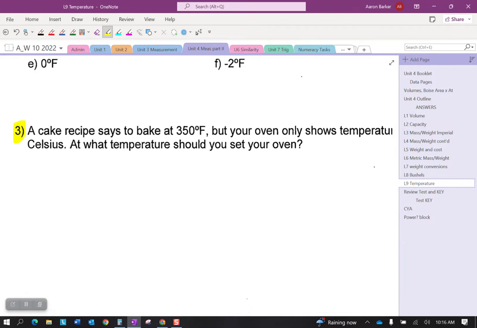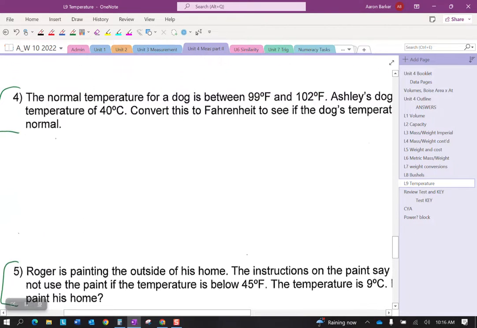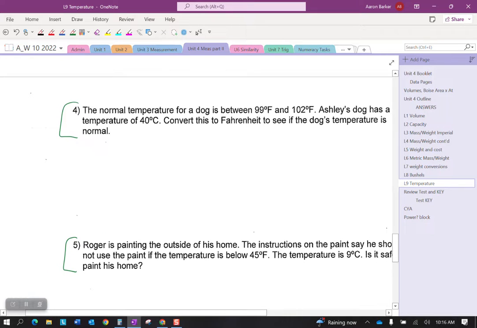Number 3 is a classic one for baking. The temperatures in recipes are often in both, so you just have to do a quick conversion to get the right temperature. Down here, let's do just 4 and 5. Classic examples. All you have to do is convert them. You can convert one or both. You just have to see if it's in a safe range for numbers 4 and 5. Use the iPads or do the math, your choice. Doesn't matter to me. Go.